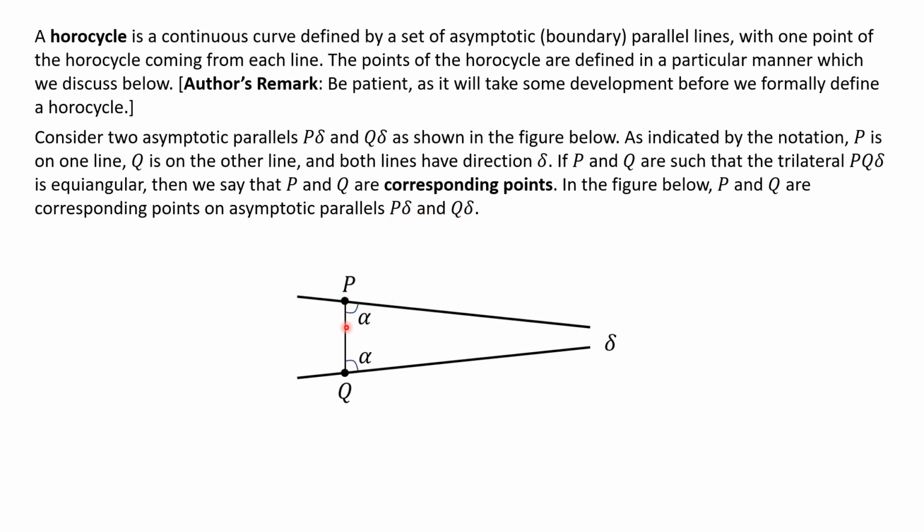So just to give you a little preview here, these two points are actually on a horocycle. And if we had more asymptotic boundary parallel lines, and we picked a point on each one of these, you would actually get a horocycle. But again, we'll get to this later, I'm just slowly building up the definition here.